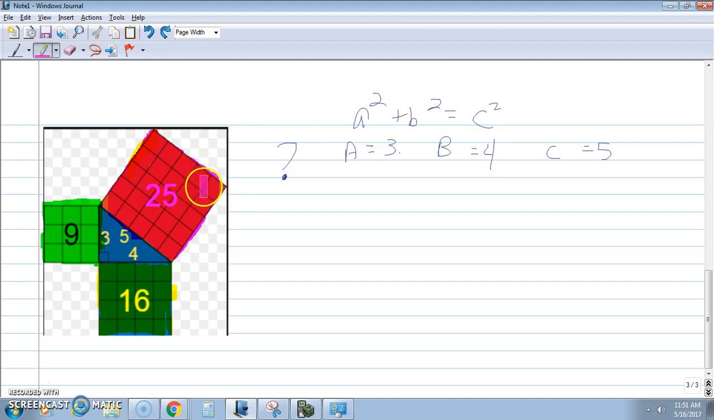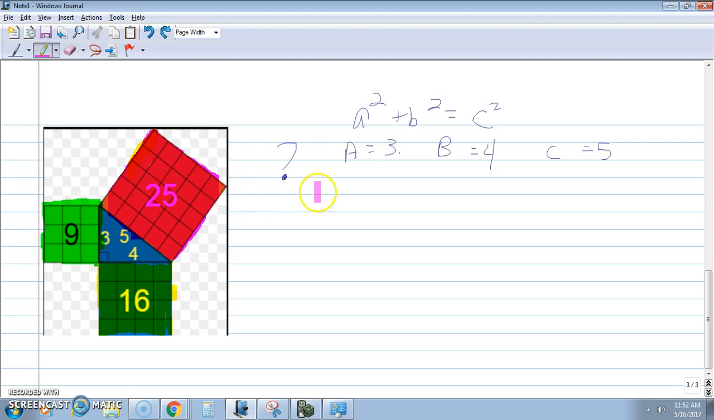So most of the proofs you will see in your math career of this theorem, and there's literally hundreds of them, some of them done by United States presidents in the 1800s, will be dealing with the area part and not just the numbers part. But what we use it for is really the numbers.